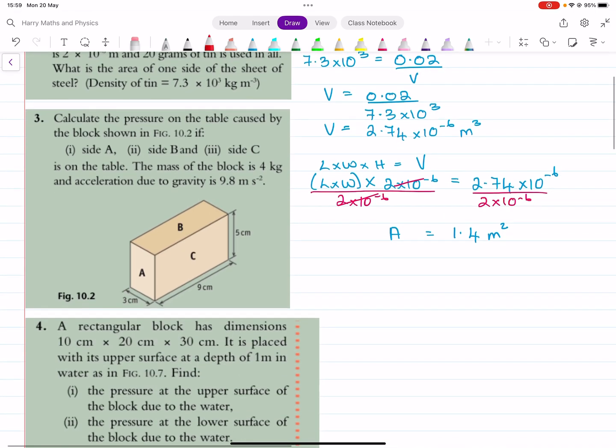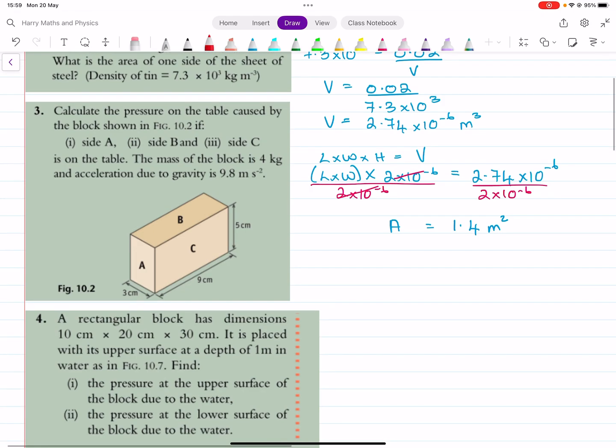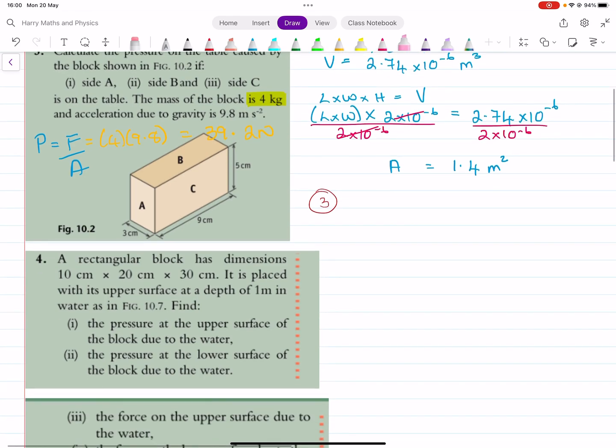And then the next one is calculate the pressure on the table caused by the block if it's lying on side A, side B, and side C. Okay, so we need to do pressure. It's going to be force over area. It says the block is 4 kilos, which means the force is going to be 4 multiplied by 9.8, which is 39.2 newtons. And in the area, I'm going to do each of the areas. So the area of A, we wanted meters squared, so it's 0.03 multiplied by 0.05. So area A is 1.5 by 10 to the minus 3 meters squared.